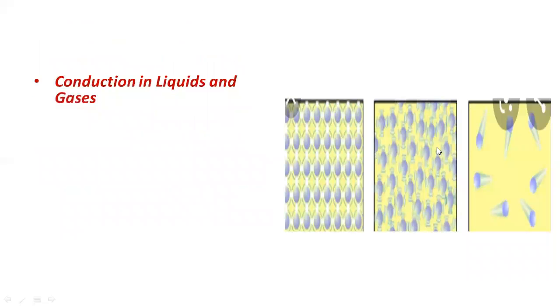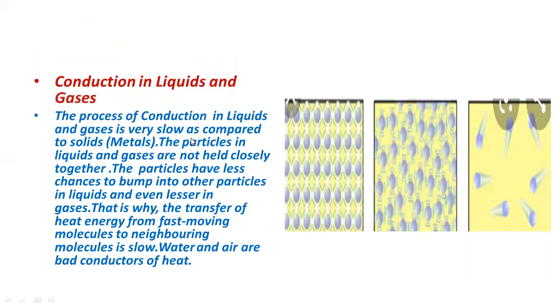Conduction in liquids and gases. The process of conduction in liquids and gases is very slow as compared to solid metal. The reason is that in solids the particles are tightly packed with each other, so they can easily transfer the heat or free electrons among them. While in the case of liquids, the particles are a bit farther from each other, so the transferring of heat and free electrons is a little bit slow.